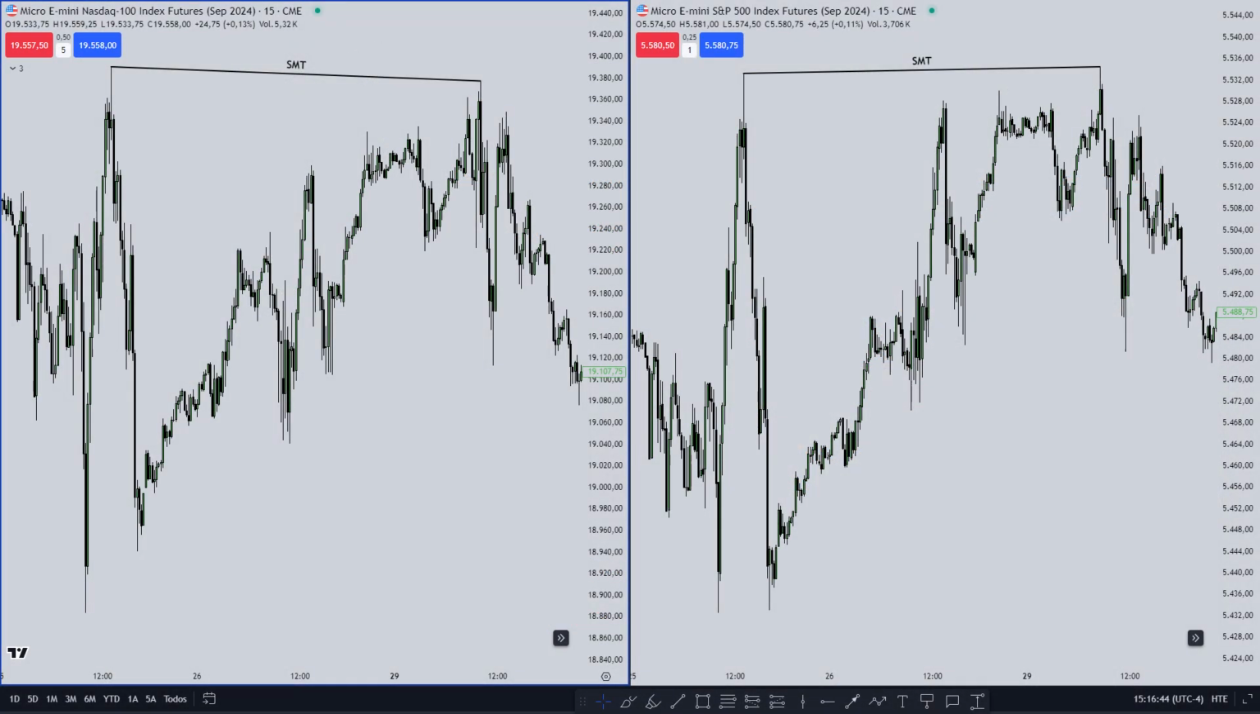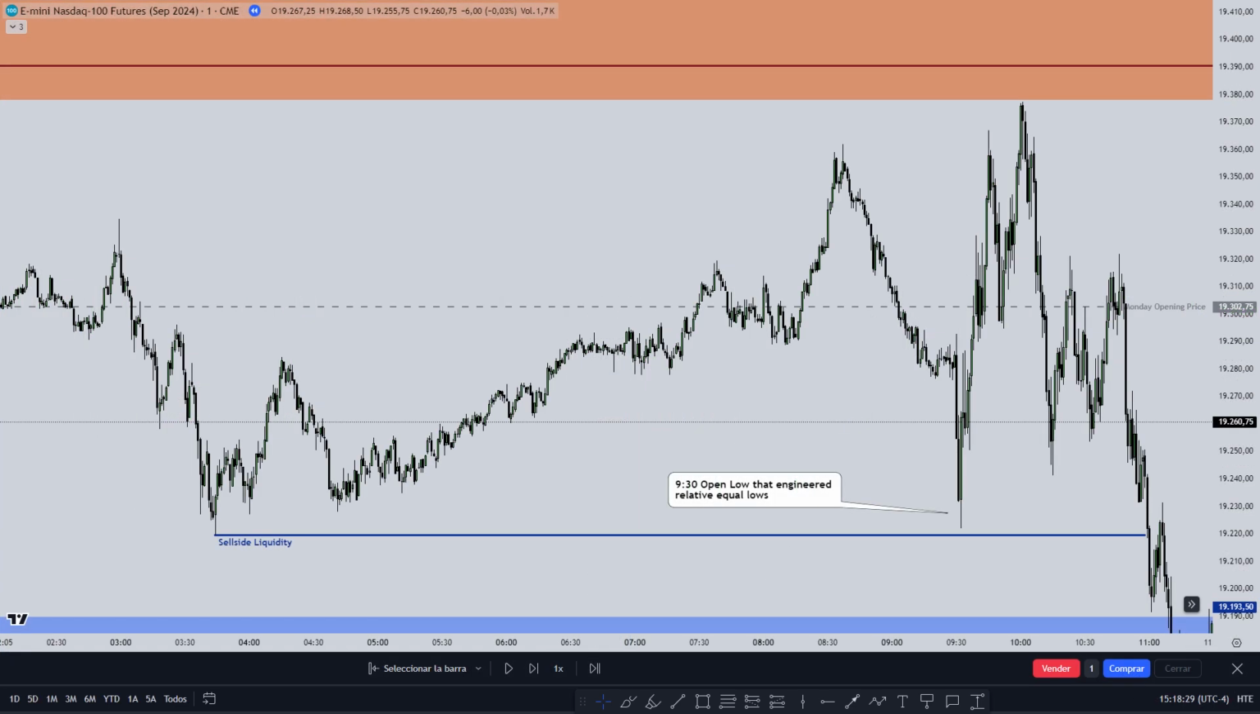Here you can see a clear SMT divergence with NQ failing to make a higher high, while the ES took the high. Now I will zoom into that high on the 1-minute chart to show you the setup. To put you in context, we had been really bearish, so I kept my bearish bias. At 9:30 a.m. New York local time, the market failed to make a lower low and engineered relative equal lows. Those lows will act as a magnet for price.